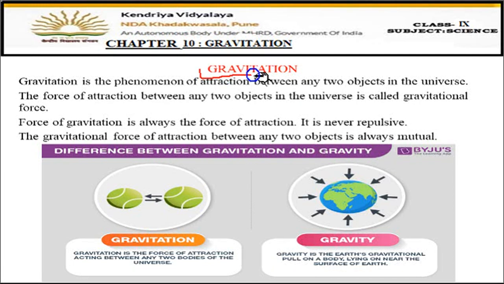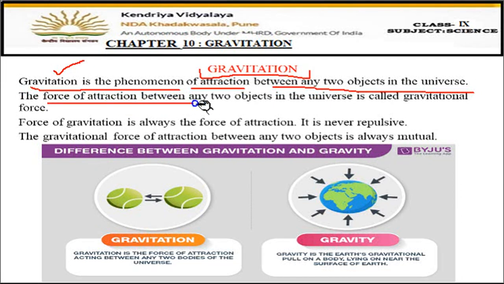Now let's start with the concept of gravitation. These were the examples which we have seen. Gravitation is the phenomenon of attraction. Gravitation is nothing but an attraction between any two objects in the universe. Whether they are present in space, on the earth, or in the air or anywhere, if there is a force of attraction between any two objects in the universe, then that phenomenon is called gravitation. In another way, you can say the force of attraction between any two objects in the universe is called the gravitational force or gravitation.